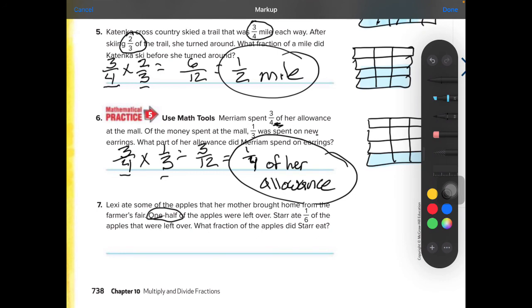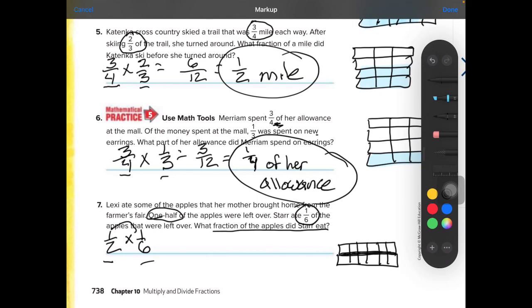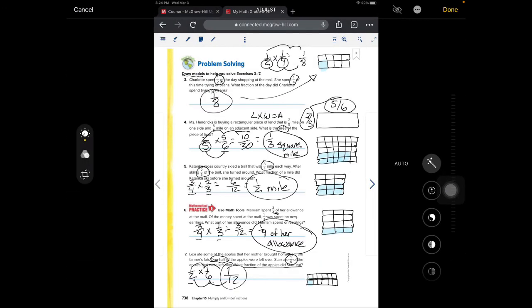Lex ate some of the apples that her mother brought home from the farmer's fair. 1/2 of the apples, so 1/2 is going to look like this, were left over. Star ate 1/6 of the apples that were left over, so times 1/6. What fraction of the apples did Star eat? So our model is going to have 2 rows. 2 rows and 6 columns. Drew that kind of funny. That's okay, though. We'll just fill that in. There we go. So 1 times 1 is 1. 2 times 6 is 12. So we're only going to shade in 1 out of these 12 little spots. And that is what fraction of the apples Star ate.